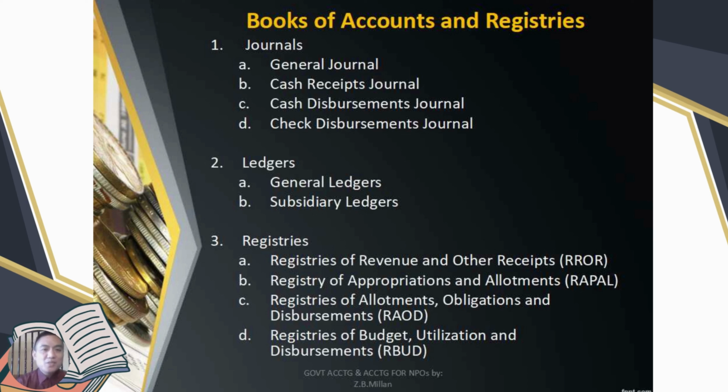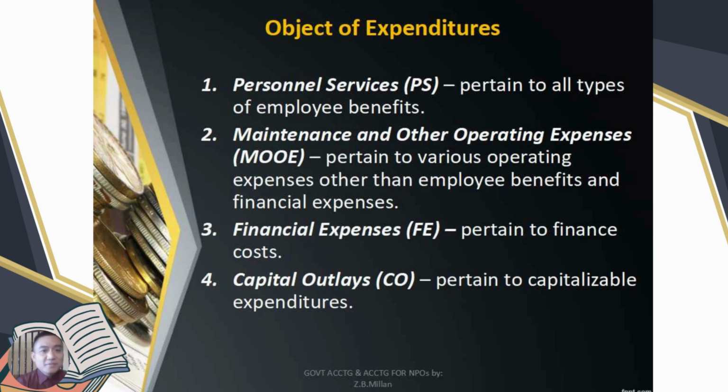These are the books of accounts and registries that we can encounter and use when we are working in the government. Journals: general journal, cash receipts journal, cash disbursement journal, check disbursement journal. Now let us go to the ledgers: general ledgers and subsidiary ledgers. For the registries, we can record in RROR or Registry of Revenue and Other Receipts, RAPAL or Registry of Appropriations and Allotments, RAUD or Registry of Allotments, Obligations and Disbursements, and RABUD or Registry of Budget Utilization and Disbursement. Those are the different registries that we can use.